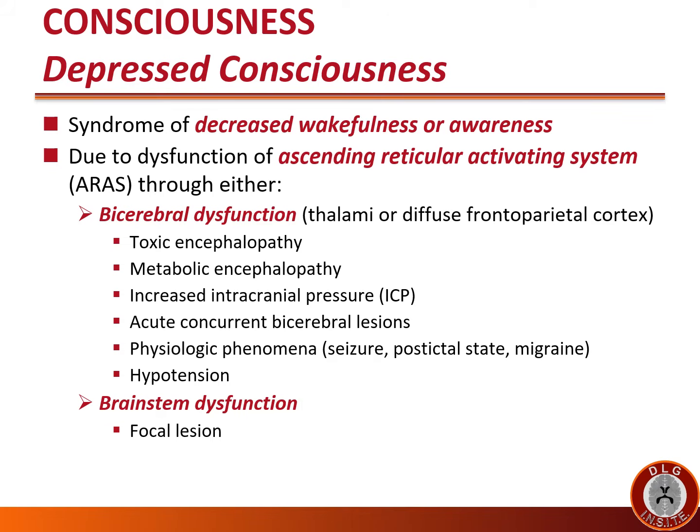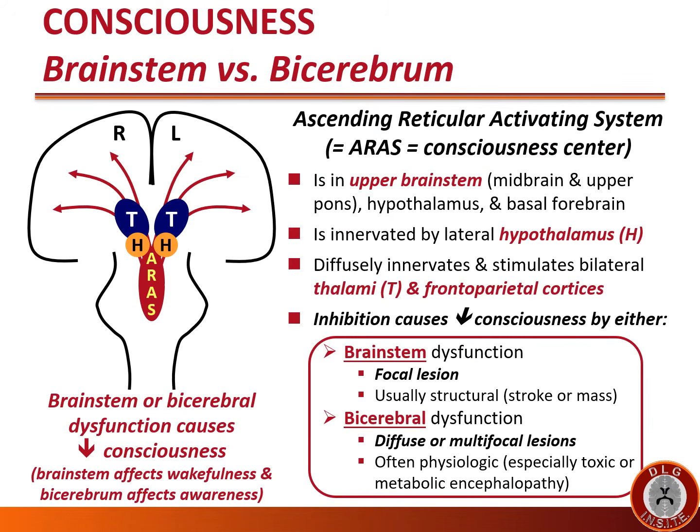Bicerebral dysfunction has many possible causes: toxic encephalopathy, metabolic encephalopathy, increased intracranial pressure, acute concurrent bicerebral lesions, physiologic phenomena such as seizure, postictal state and migraine, and hypotension. Whereas brainstem dysfunction is usually a focal neurologic problem, focal things such as strokes or masses. So, when attempting to localize a lesion in a patient with depressed consciousness, one must always first determine, is it brainstem dysfunction or bicerebrum dysfunction? Which one is it? The ascending reticular activating system is involved in both cases.